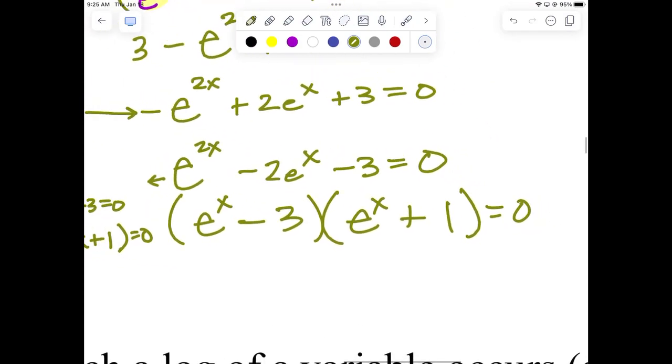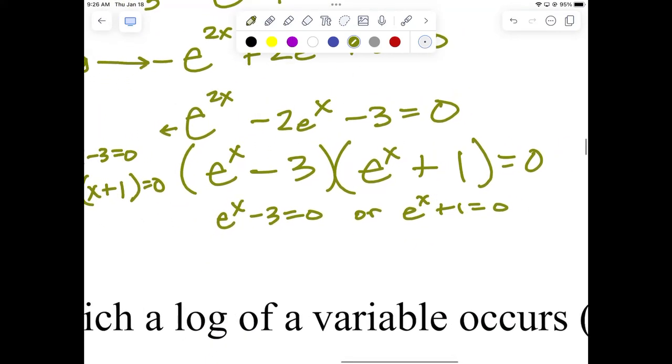Okay, so now that we have it completely factored and it's equal to 0, now we can set both factors equal to 0. So now we get e to the x minus 3 equals 0, or e to the x plus 1 equals 0. And now we can solve these equations separately. So what I'm going to do here is separate the terms. I get e to the x equals 3, and now who comes to the rescue? ln. What's ln of e to the x? x. And what's ln of 3? It's just ln of 3. That's a number, right? That's legal.